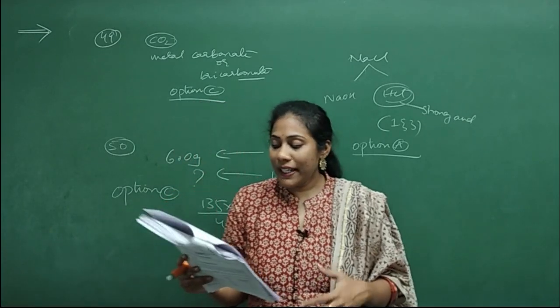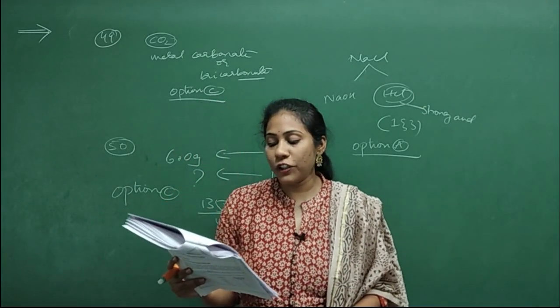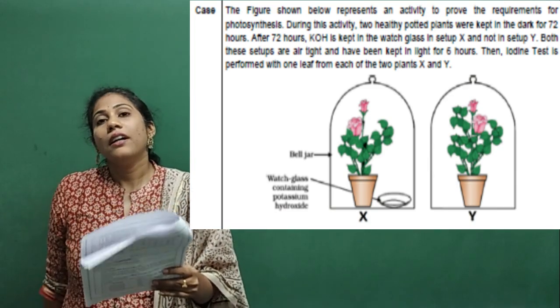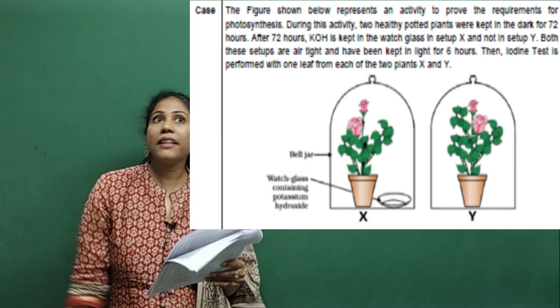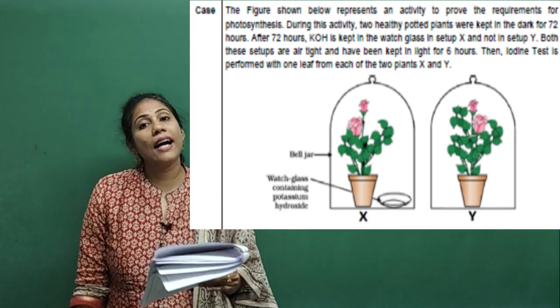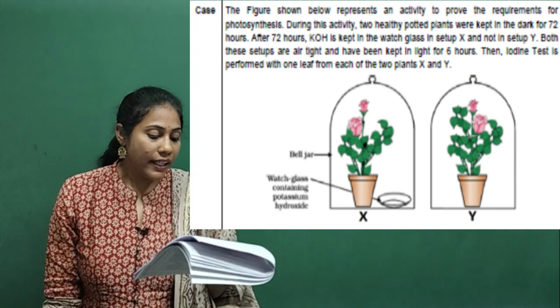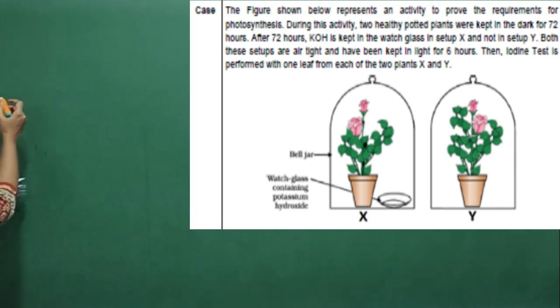Okay, fine. But anyway, I'll just read it out for you. There are 2 figures given here. This experiment is to prove whether carbon dioxide is necessary for photosynthesis or not. So there are 2 situations.